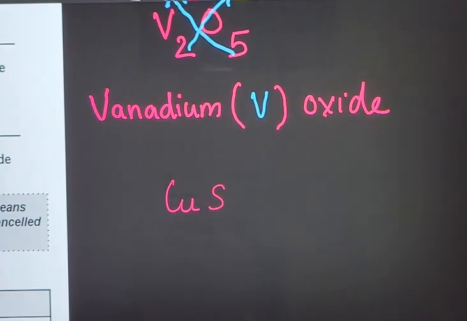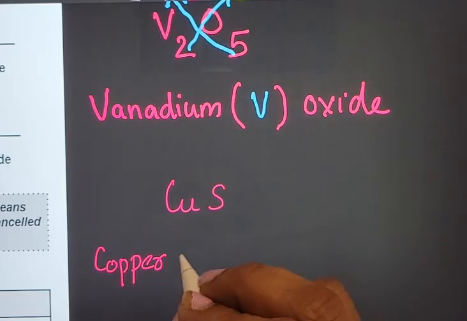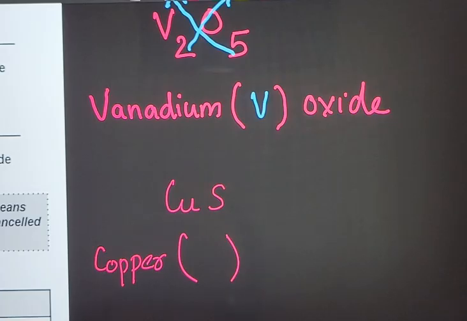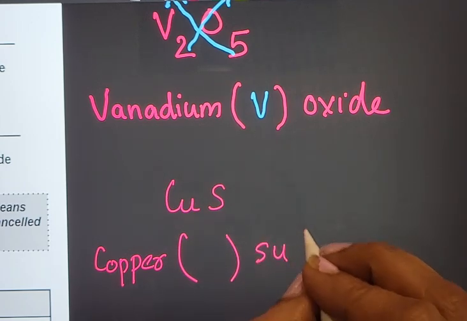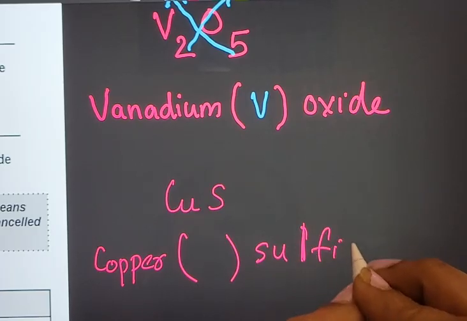Then next one, I'm going to write CuS. What is Cu? Okay, go down, write copper. And we need a Roman numeral only for transition metals with multiple charges, not for everything, okay? Don't write oxidation state for sodium or potassium. We don't need it because we know that. If you know the charges, don't put the Roman numerals. So copper, and what is S? Sulfide. Okay.